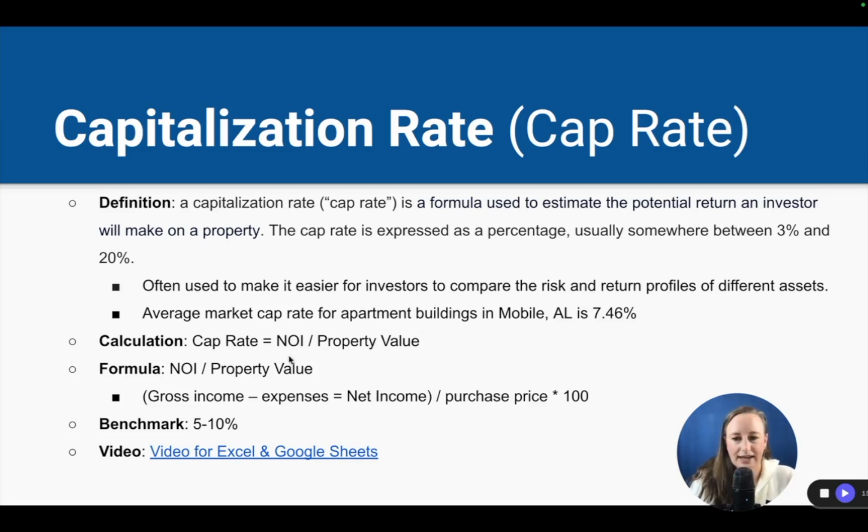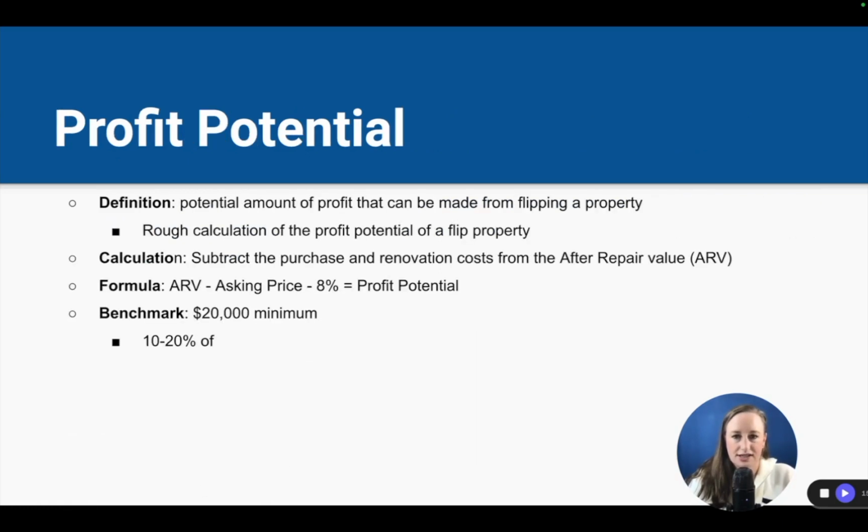And you calculate cap rate by taking your net operating income divided by the property value. So here's how you would do that, the formula spelled out for you. Solid cap rates are usually between 5 and 10%, although it can vary a lot depending on your location, the asset type, etc. And here's a link to how to calculate that formula in Google Sheets.